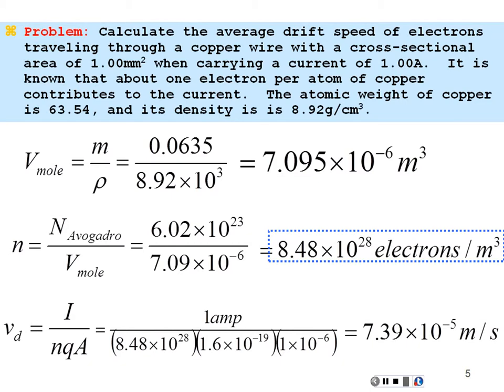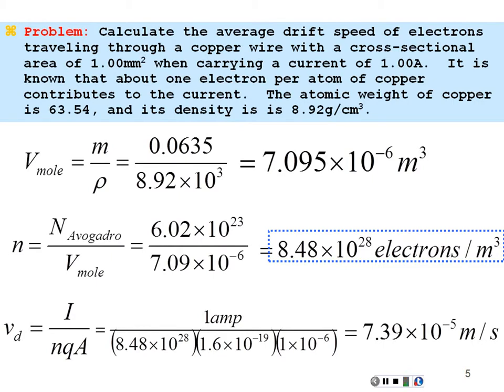Really? That's how fast the electrons are moving through a good wire carrying a very good current, and they're only moving at 7.39 times 10 to the minus 5 meters per second. That's pretty slow. I was always told when I was learning this stuff that electricity traveled at the speed of light. And this is much slower than the speed of light.